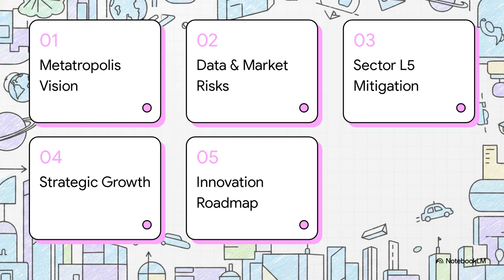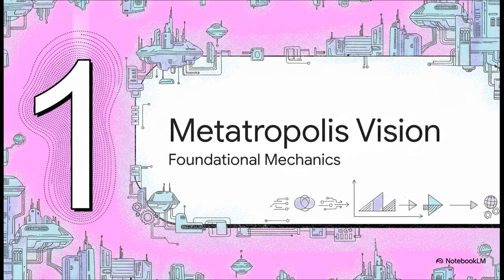Here is our strict flight path for today's strategic overview. First, we'll cover the Metatropolis vision, then dive into the R&D data and market risks. After that, we'll hit Sector L5 mitigation strategies, outline our strategic growth opportunities, and finally, wrap up with our 3-year innovation roadmap. All right, let's jump right into Section 1, the Metatropolis vision and its foundational mechanics.